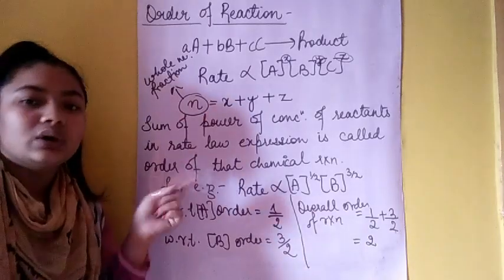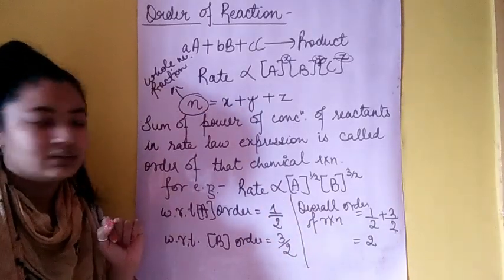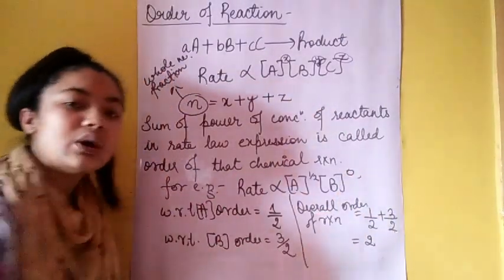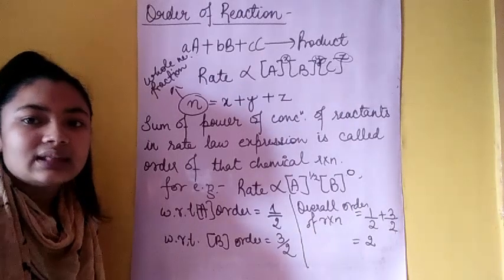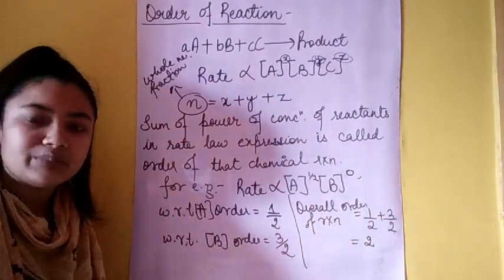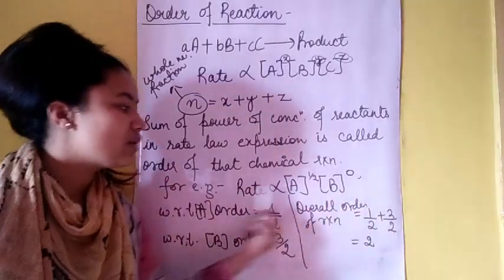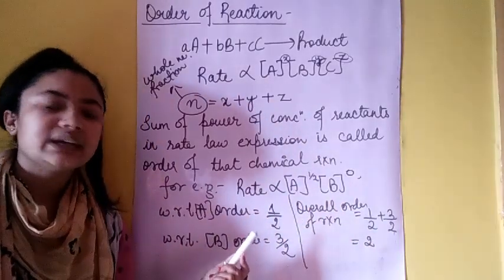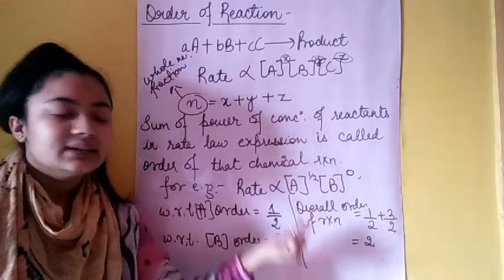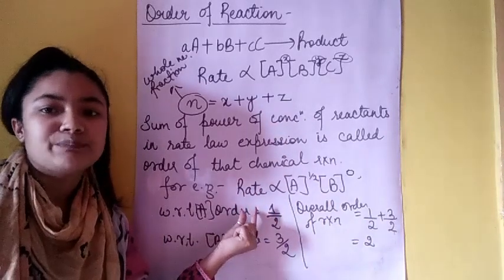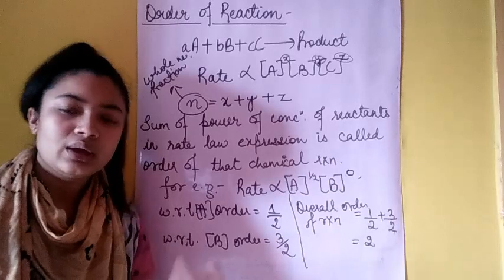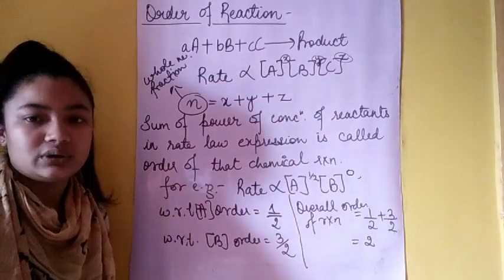Now if the order is 0, then what does it mean? Suppose if the order is 0 somewhere here, now what does this mean? This means that in the reactant B, the reaction is not depending, because this rate law expresses the dependence of the rate of reaction on the concentration. So order 0 means that the rate of reaction does not depend on the particular reactant, whose order is 0. Okay, so this is about the order of reaction.